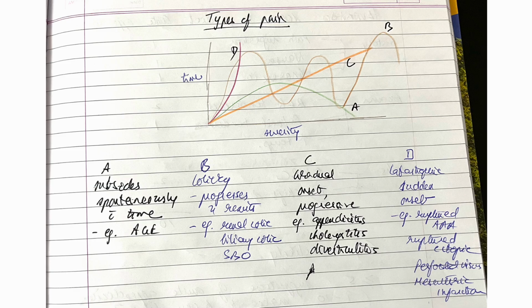C curve, this one starts small and then it goes on progressing, and there's a linear line upward. That's gradual onset and progressive in any form of inflammation like appendicitis, cholecystitis, and diverticulitis. The D curve is a sudden catastrophic onset, and that's right in the beginning. Example, ruptured abdominal aortic aneurysm, ruptured ectopic, perforated viscus like a perforated duodenal ulcer, mesenteric infarction.